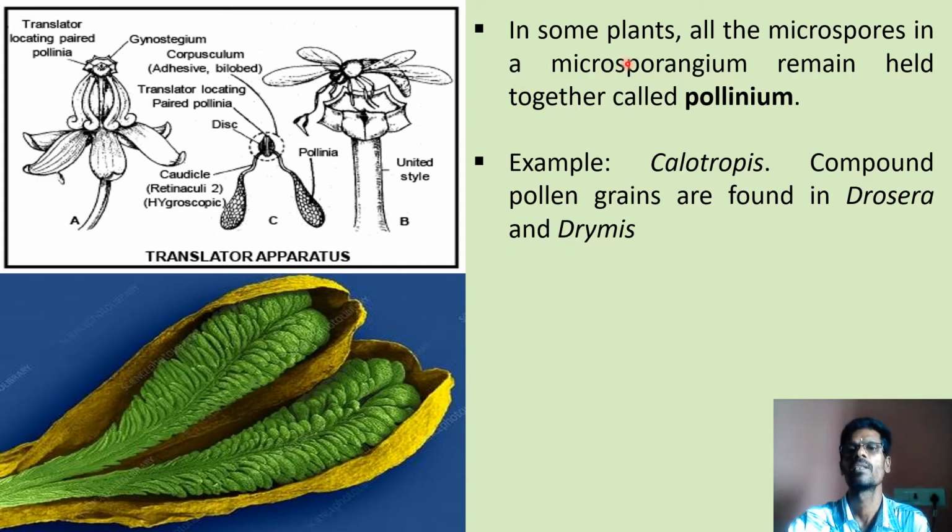Whereas in some plants, all the microspores in a microsporangium remain held together. Such a condition is called a pollinium. Example, Calotropis. Compound pollen grains are found in Drosera and Drimys. So here, inside the anther locule, the microspores are united together. Such a condition is called a pollinium.